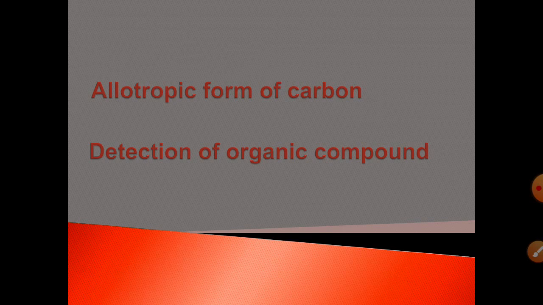At the end of this lecture, you will be able to know about a new allotropic form of carbon, that is buckyball. You will be able to know about the different methods used for detection of organic compounds which contain carbon, nitrogen, oxygen, hydrogen, sulfur and halogen.